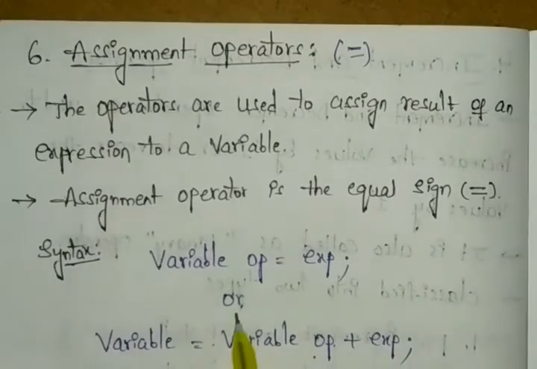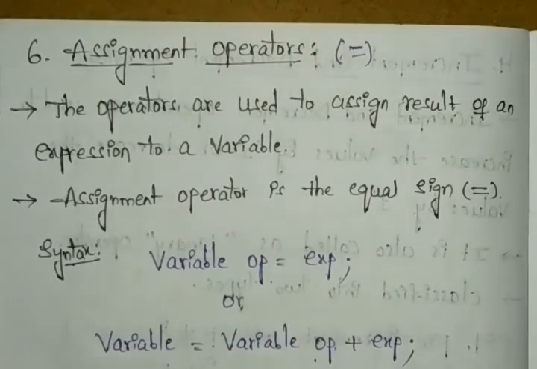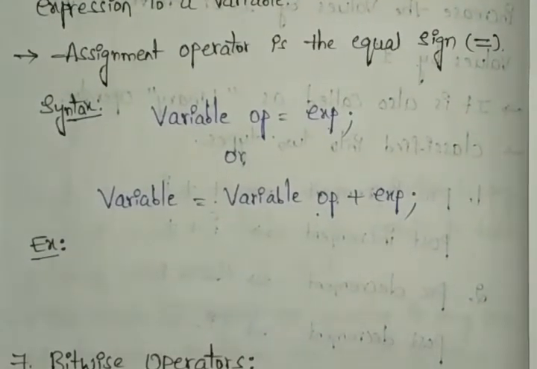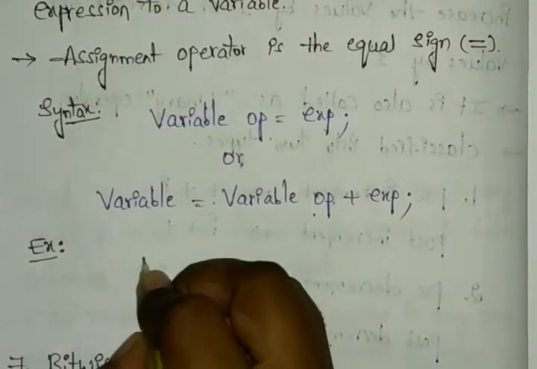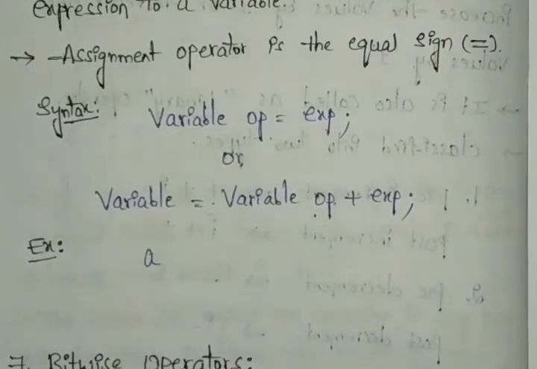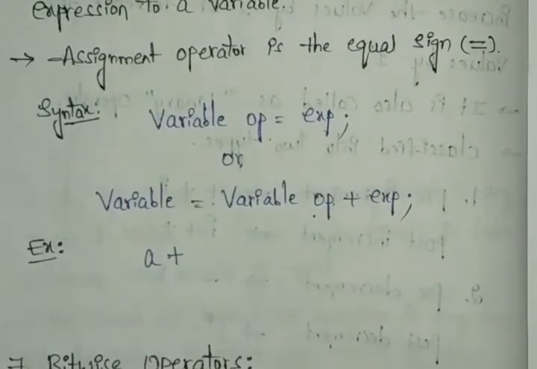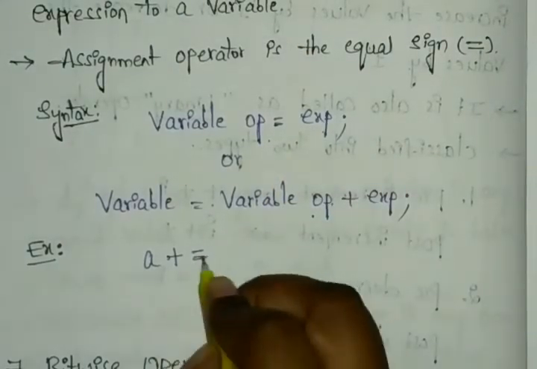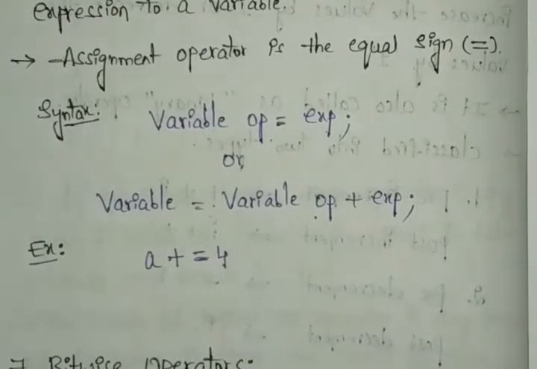So here you can see: variable, operator, equal to, expression. Or else you can write variable, operator, plus, expression. For example, I am giving the variable A, the operator I am giving as addition, after that we have the equal to, and for the expression I am giving the value. Like this we can perform.